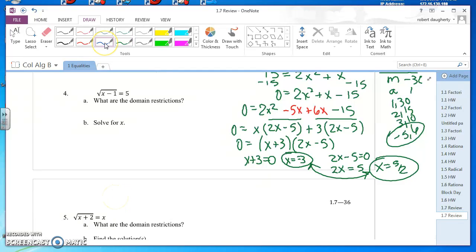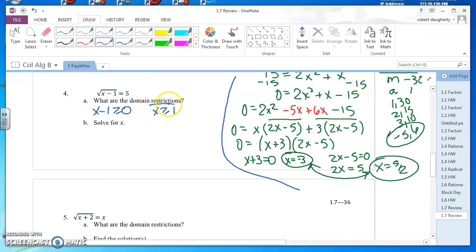Continuing our review, number 4. So if you look at number 4, this is a radical. The other kind of restriction we have: you can't divide by 0, and you can't take the square root of a negative number. This has a square root, so x minus 1 cannot be negative. That's the mathematical way of writing cannot be negative. It must be positive, so that means x has to be greater than or equal to 1. That is my restriction. Okay.